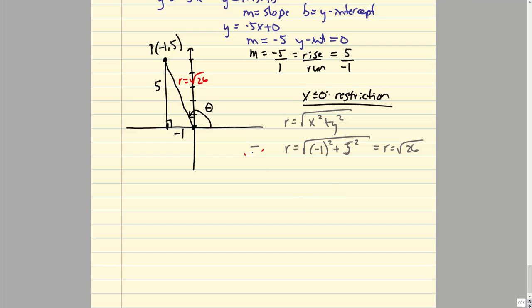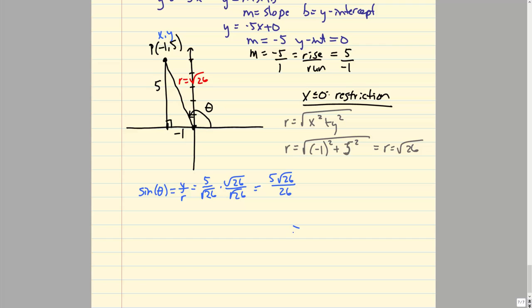Well, let's go ahead and set up our trig functions here. So let's do sine first. So sine of theta is y over r. Y in this case was 5, because again this is my x and my y value. 5 over the square root of 26. And again we always rationalize the denominator. So this is going to be 5 square roots of 26 over 26.